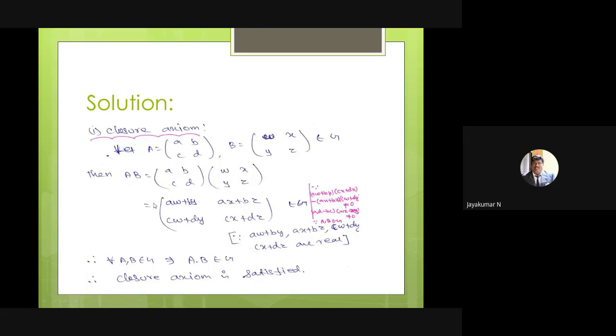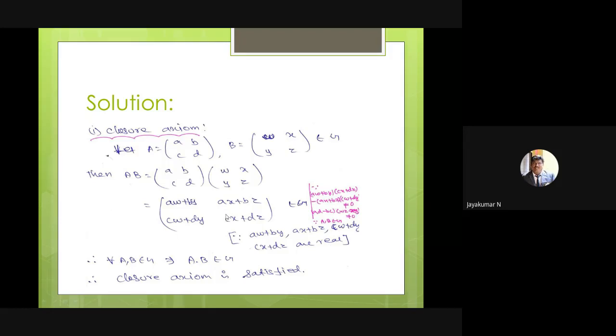Ultimately, I want to show that each and every element has real entries and its determinant is non-zero. Two things I want to show you. Just apply the multiplication formula. Here I explain: a omega plus b y, and so on, because a, b, c, d, omega, x, y, z are all real numbers, whose product is also a real number and whose addition is also real. I mentioned here that the product and addition of real numbers is also real, so the entries are real.